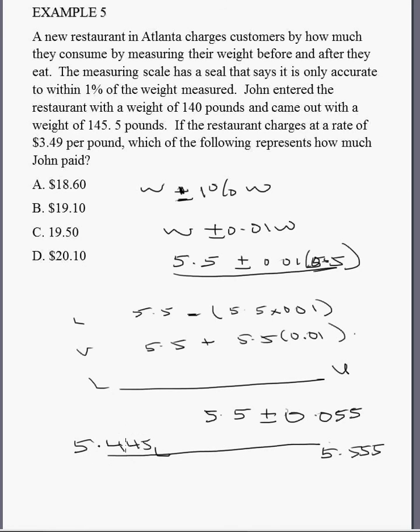Now this will be the lower scale, this will be the upper scale. So any amount between this area here will satisfy. So when we take 5.445 and multiply by 3.49, we will get 19.003, and then when we take this, we will get 19.38. So any amount that falls within this range will satisfy the requirement that we want.